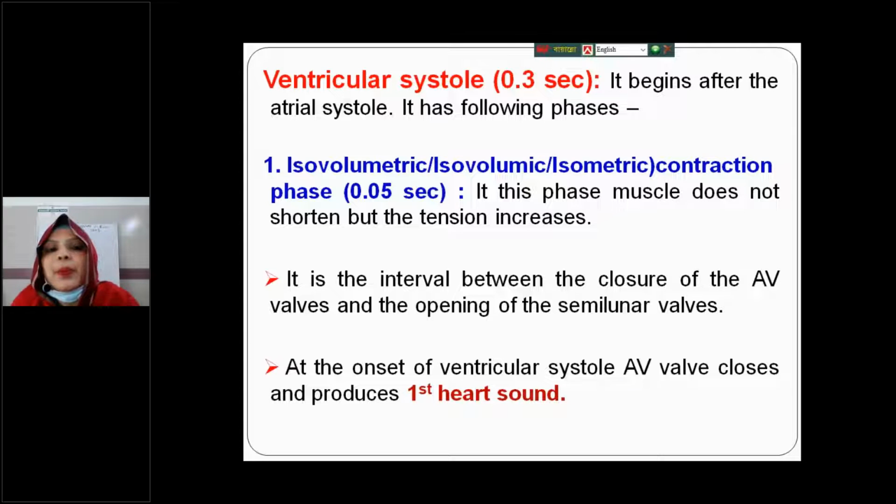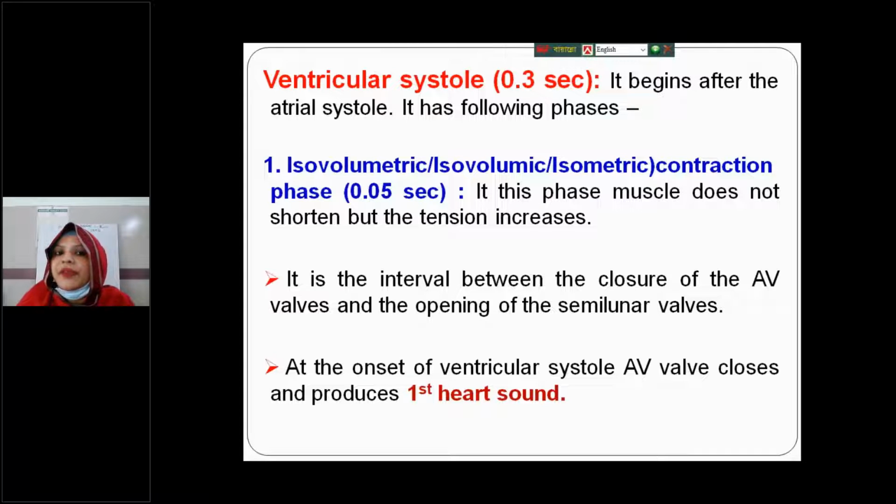Now, this is a very, very important thing, ventricular systole. This is a very important written question: describe the mechanical events of the cardiac cycle. First, you have to write down atrial systole and atrial diastole. Now, ventricular systole. Already I mentioned that ventricular systole lasts 0.3 second. It begins after the atrial systole.